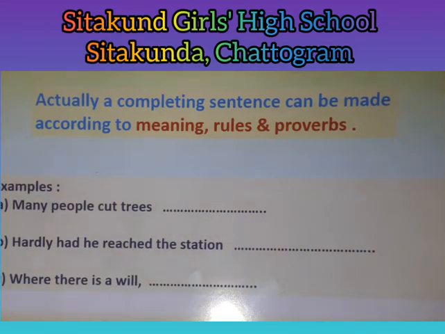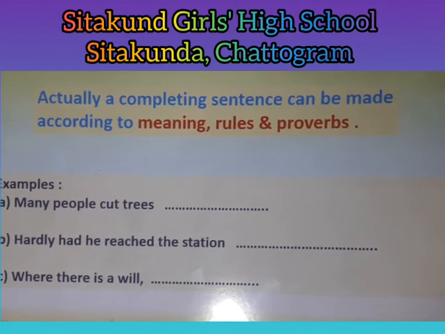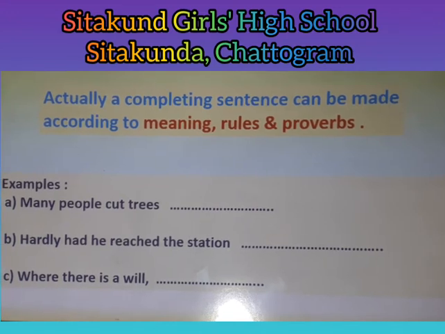You are looking at three examples here. A: Many people cut trees. And B: Hardly had he reached the station where there is a wheel. Dear learners, you will be given five incomplete sentences for five marks in your exam. So you have to complete five sentences to get full marks.